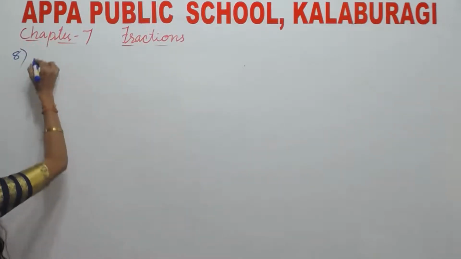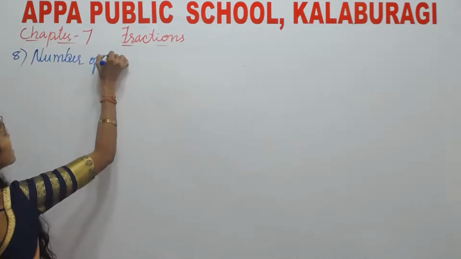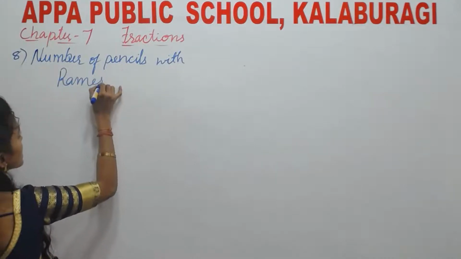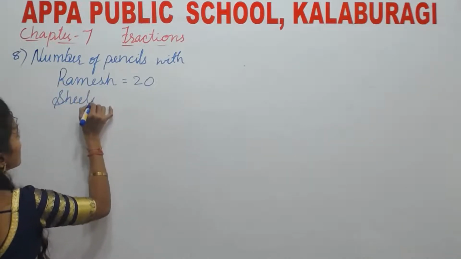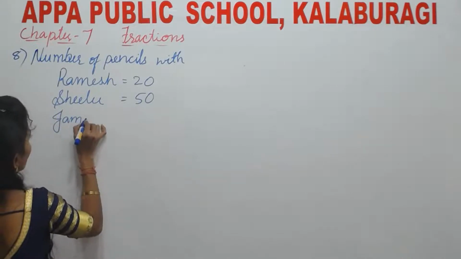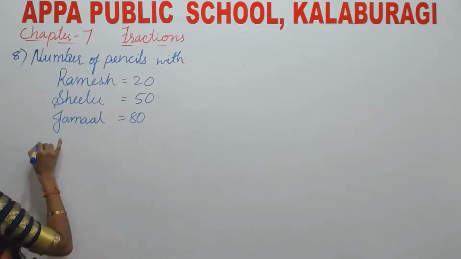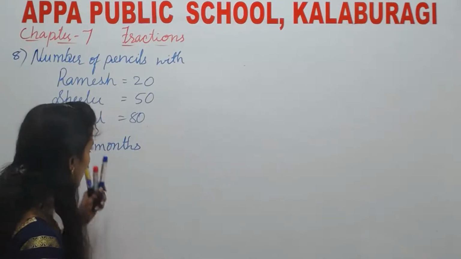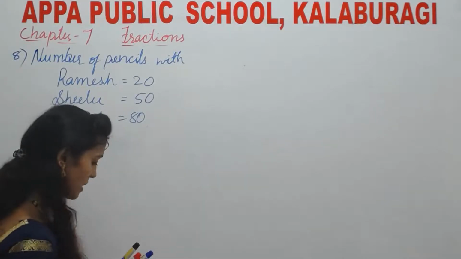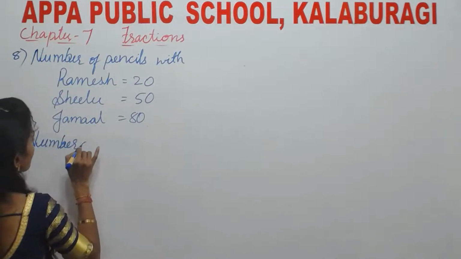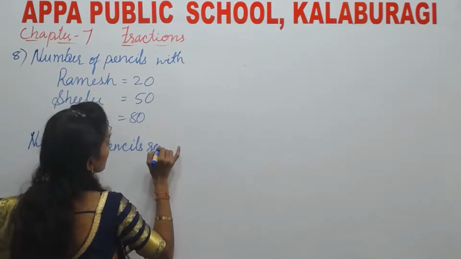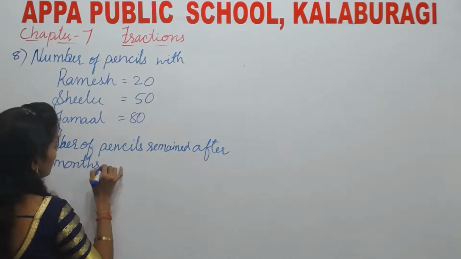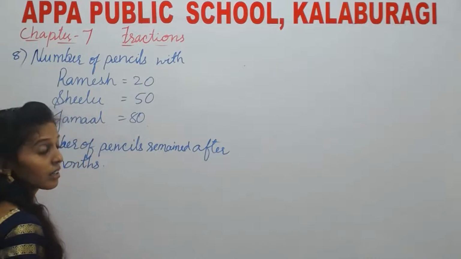Eighth problem. Number of pencils with Ramesh. How many with Ramesh? 20. Sheelu, it's 50. And with Jamal, it is 80. Now, after 4 months, the number of pencils remaining after 4 months. They gave how much they used. We have to find the number of pencils remaining, right?